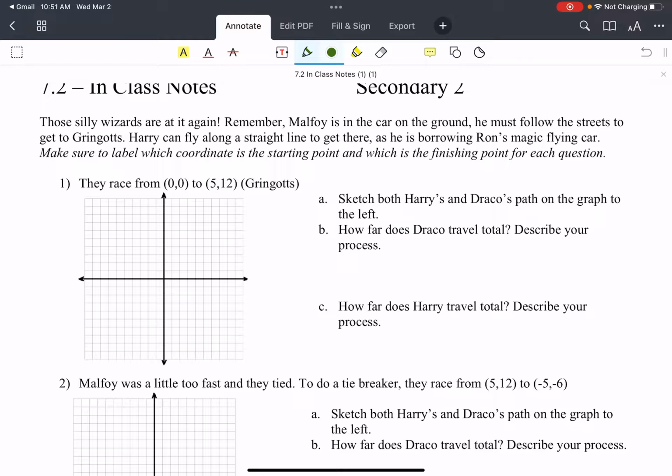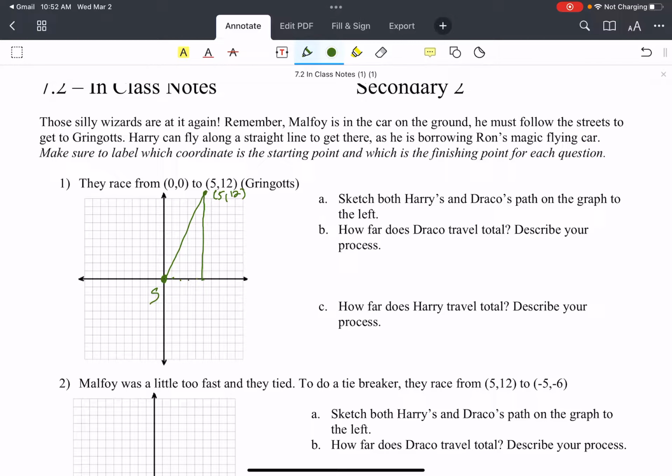Okay, so they start at 0, 0 and are racing to 5, 12. So you can just do your best for the 5, 12. I know the printed graph didn't show up perfect, so just do your best. We'll get the idea. So just do a point outside. You're just doing your best, like I said.